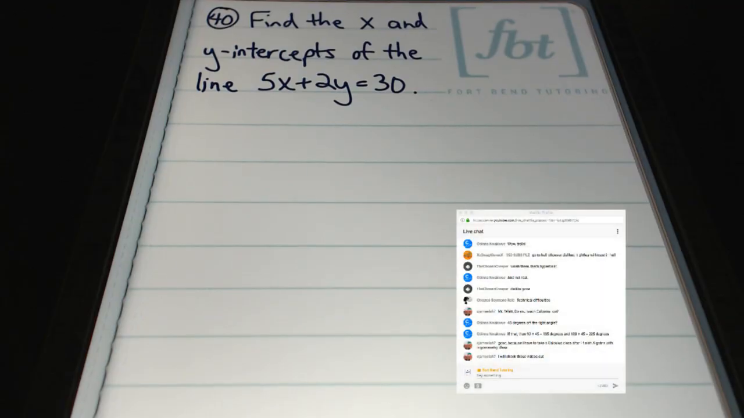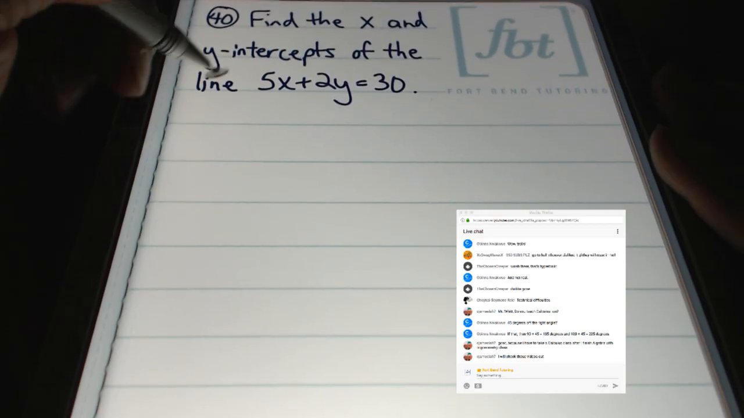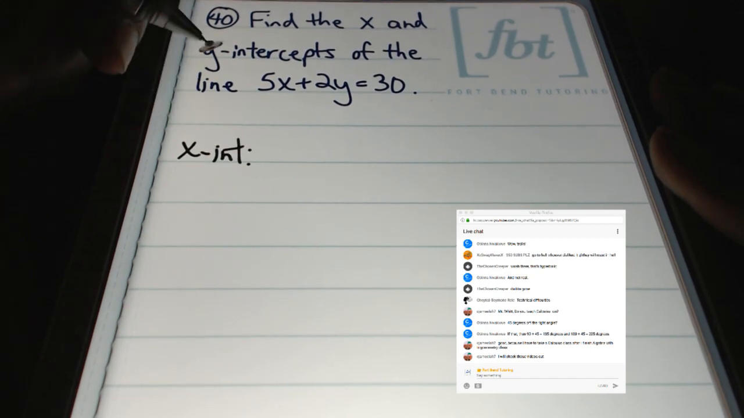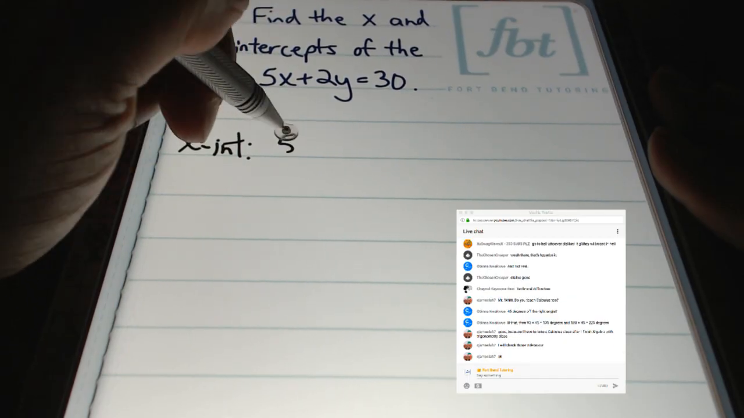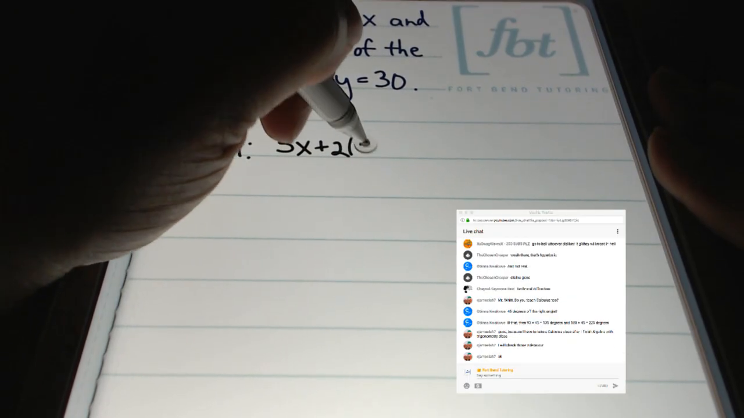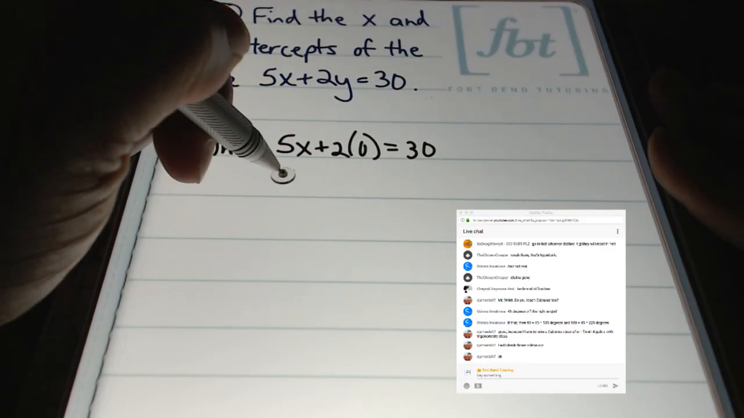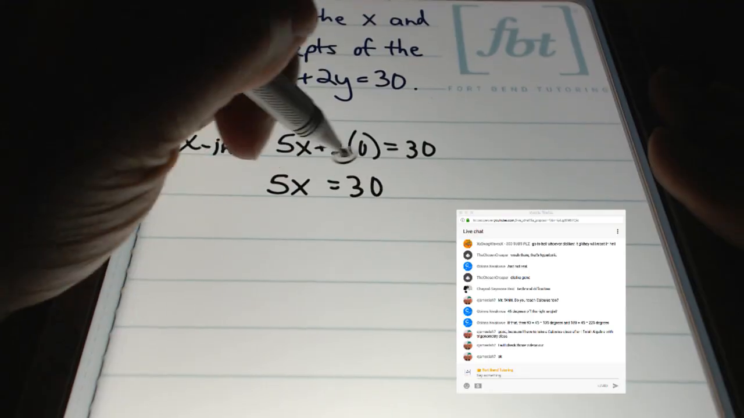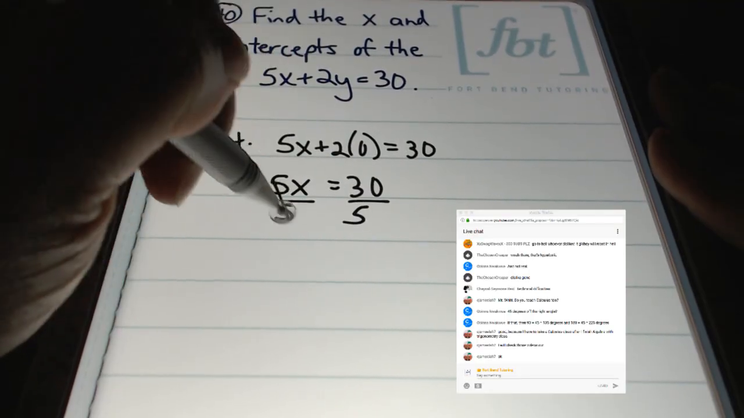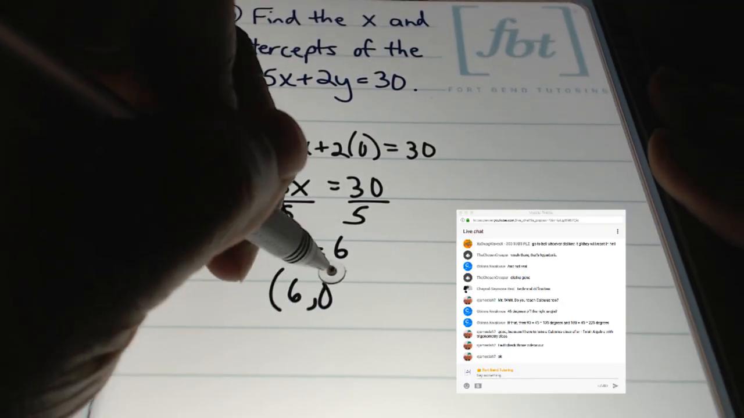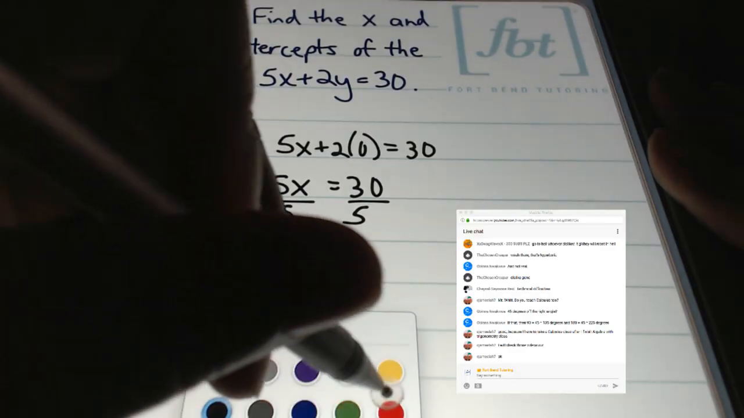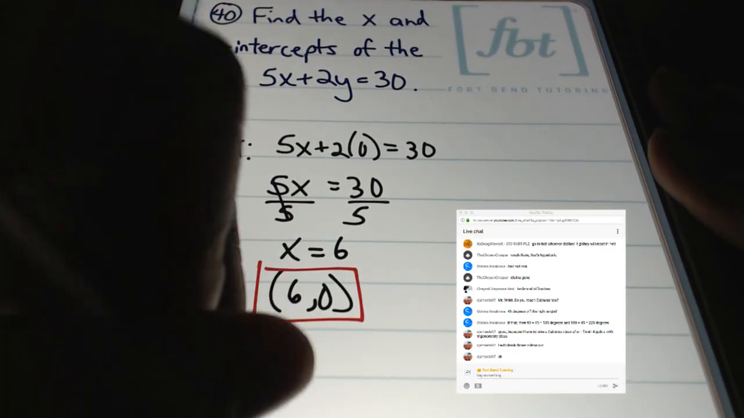All right, good deal. So here we'll have problem number 40, guys. It says find the x and y intercepts of the line 5x plus 2y equals 30. Well, the process for finding the x-intercept, guys, is as follows. All you got to do is plug in 0 for y and solve for x. So you have 5x plus 2 times 0 equals 30. This gives you 5x equals 30. Solving for x, you'll get 6. So your x-intercept as an ordered pair would be (6, 0). That's the x-intercept of the linear equation that was given to us.